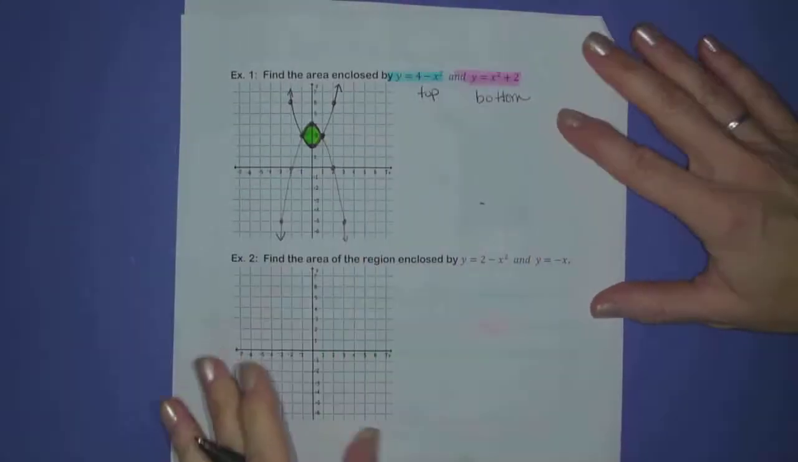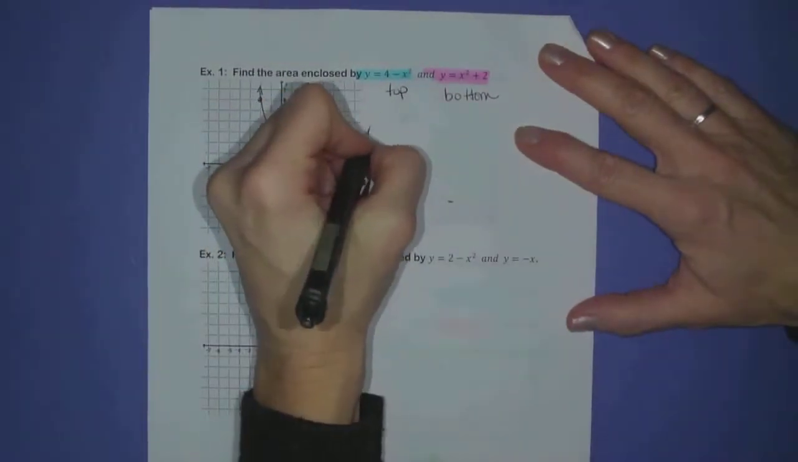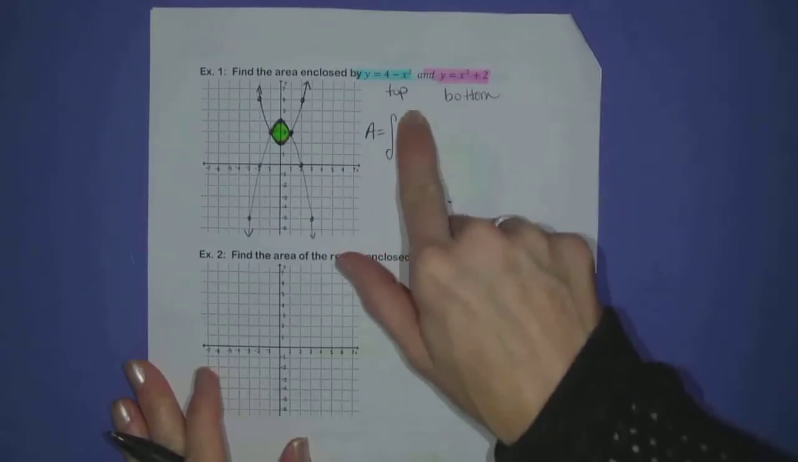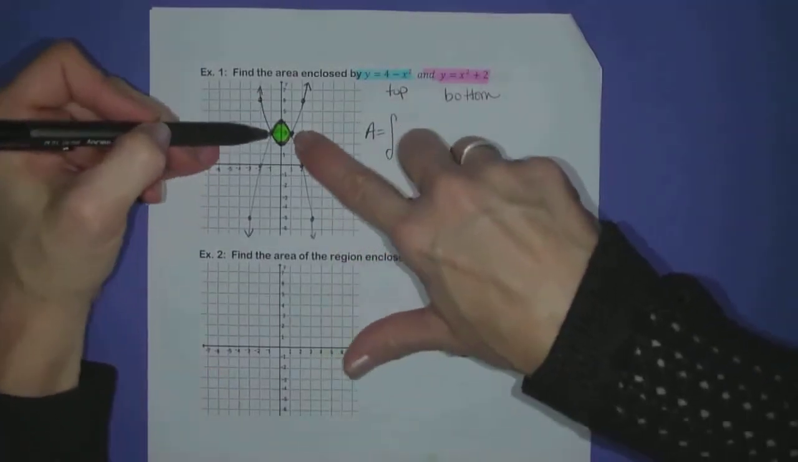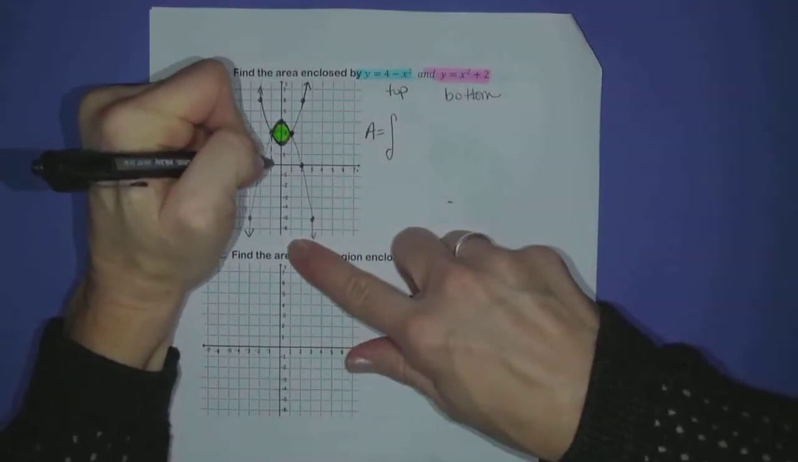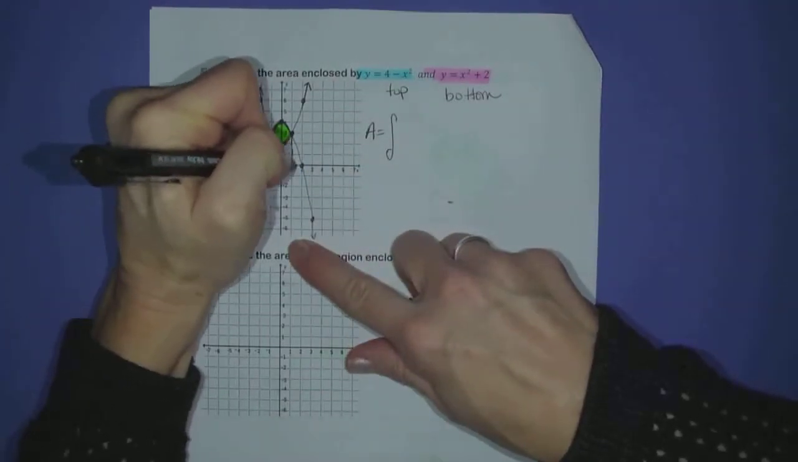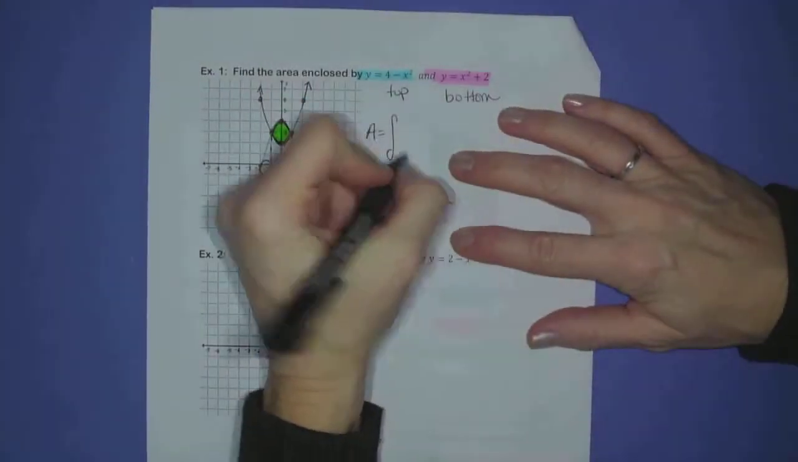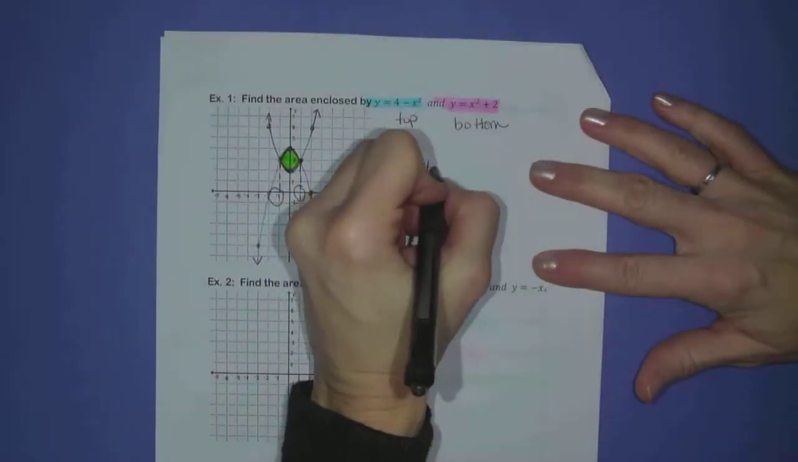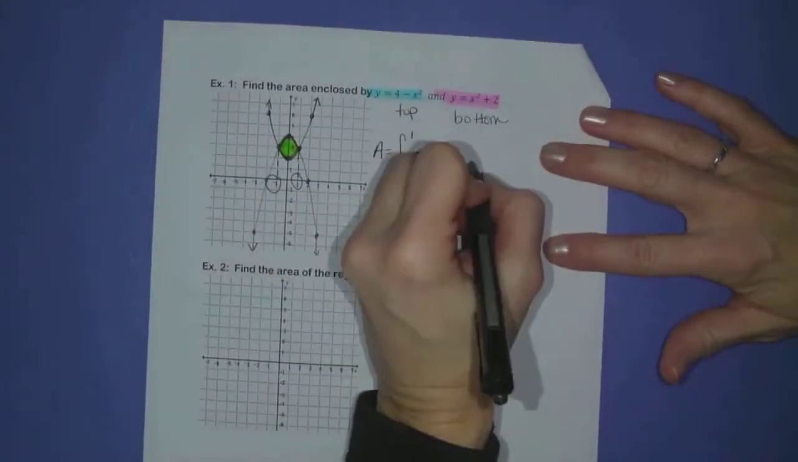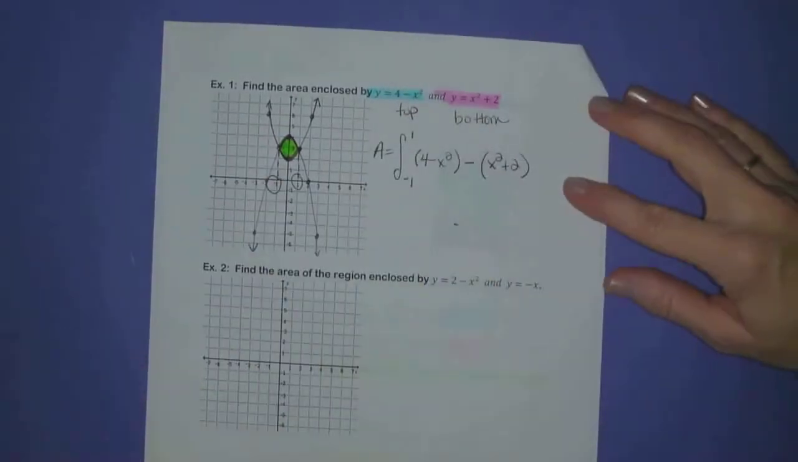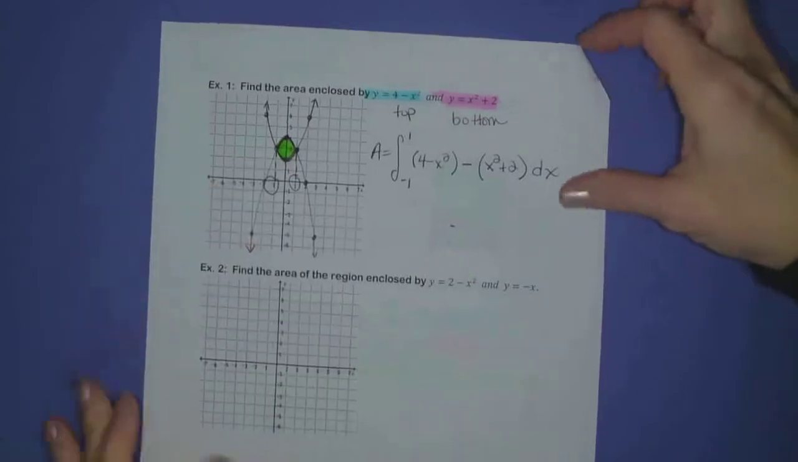And so when I go to integrate to find my area, I simply do area equals the definite integral. Now I got to find my x boundaries that encompass this green area. So if I kind of trace this down, it looks like -1 to +1. So we're going to go from -1 to 1. And then I'm going to take my top function, 4 minus x squared, and subtract my bottom function, x squared plus 2, and just put with respect to x on the back.